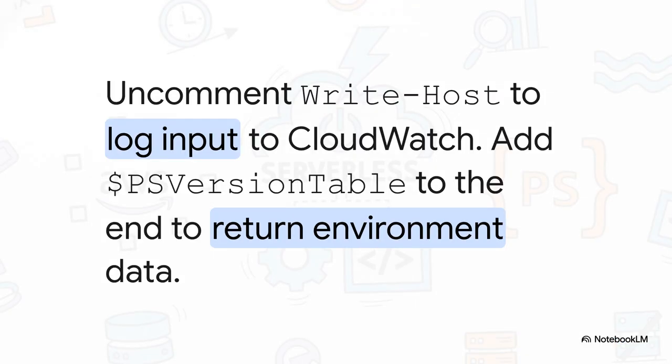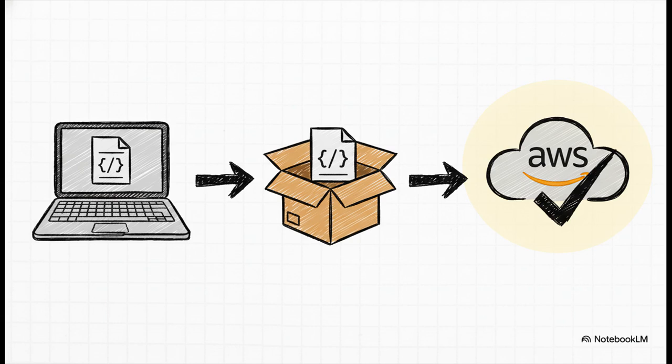Okay, a blank script is, well, it's boring. So let's make 2 tiny changes to make it actually do something. First, we'll just uncomment that Write-Host line. That'll make it log whatever data comes into the function. And second, we'll just add $PSVersionTable to the very end. Whatever is the last thing in your script is what the function returns as its output. So this will give us a bunch of cool info about the environment it's running in. And just like that, our script is ready.